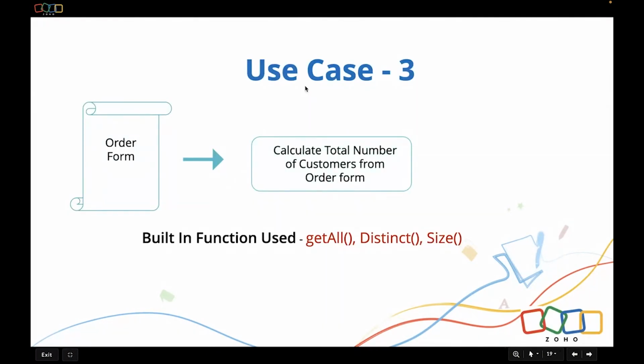So over here, we'll be using the built-in function to calculate the total number of customers in the order form. In the order form, there are customers who come repeatedly and place orders, right? So when I want to pick just the unique customers, I'll be using the distinct built-in function. With that distinct built-in function, I'll also be using getAll and size as well.